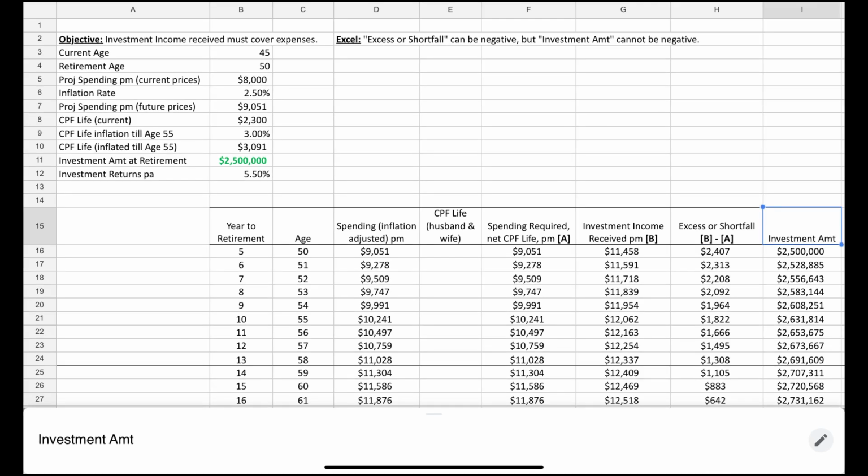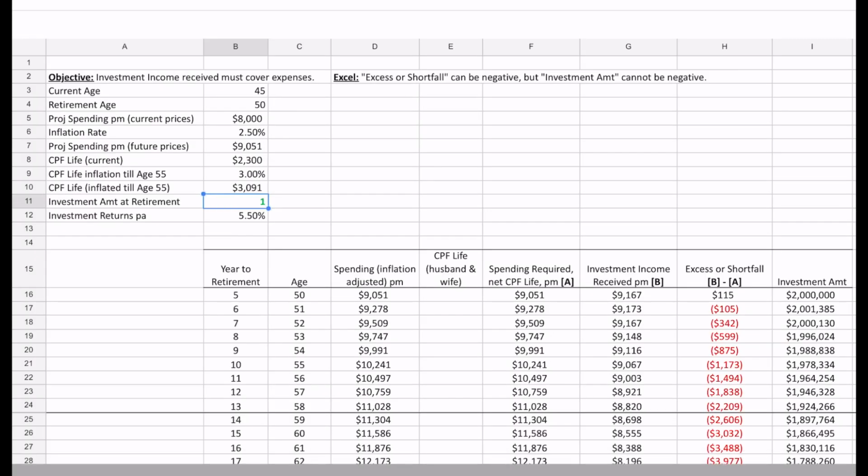To explain, if the investment amount becomes negative, it means I have exhausted all my investments. Alternatively, to be more prudent, I can set a minimum threshold that the investment amount can never be below, $300,000. This means that the figures in column I must always be higher than $300,000. Let's do that for our current case.